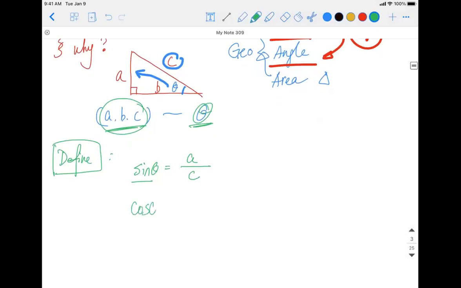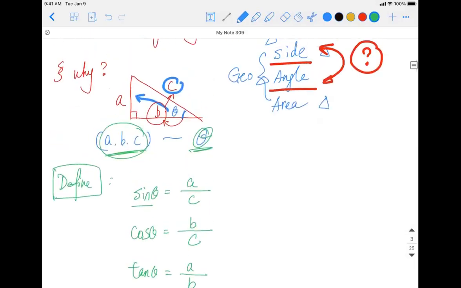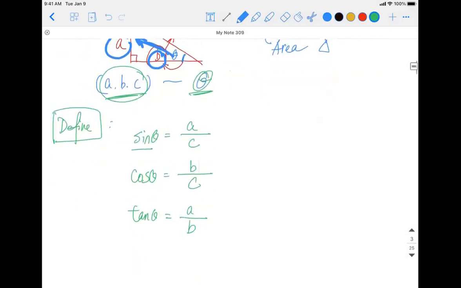And also we define the cosine theta equals B over C. Again, same thing, no reasoning, no explanation. We just define the adjacent side of an angle over the hypotenuse as cosine theta. No reasoning, we just do that. And also we define the third one, tangent theta equals A over B. A is the opposite side of the angle, which is here. And B is the adjacent side, or say the leg, the right leg of the triangle. So we give a name, this is A over B. That's it. There's no reasoning. People just come to an understanding that this is the definition.